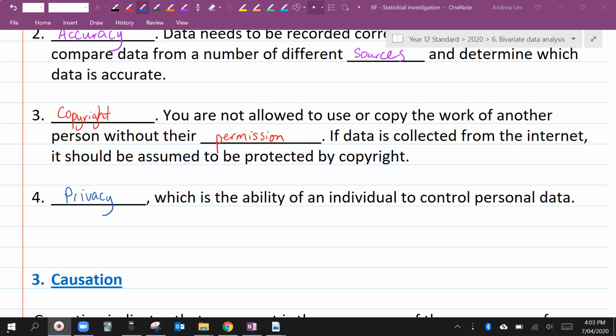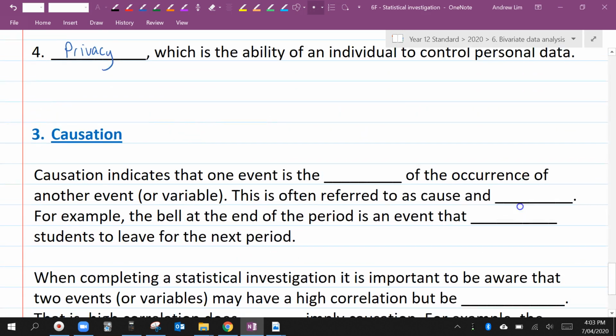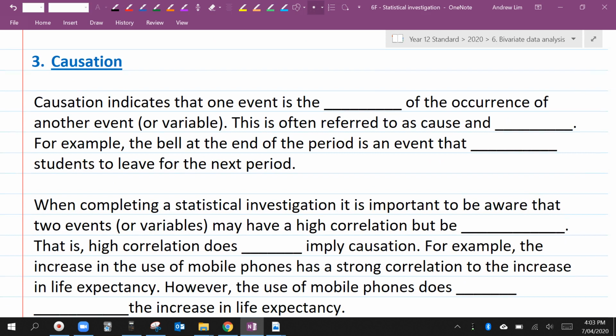Alright, let's have a look at the final part of this lesson, which is causation. So causation indicates that one event is the result of the occurrence of another event or variable. This is often referred to as cause and effect. For example, the bell at the end of the period is an event that causes students to leave for the next period.